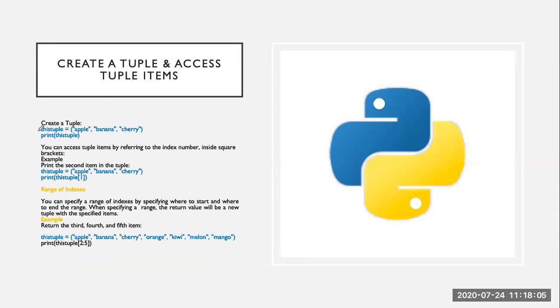Creating a tuple is very simple. We have discussed that you simply write the name of the tuple and add the values, which are separated by commas. When we print this, it will give the output as it is.